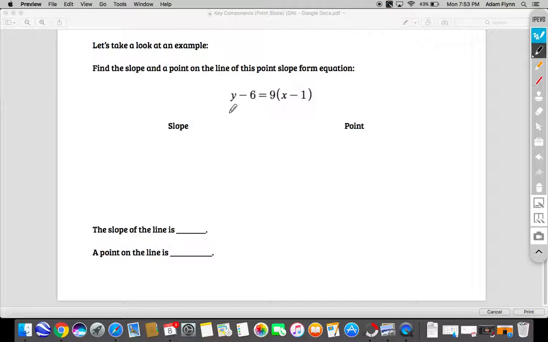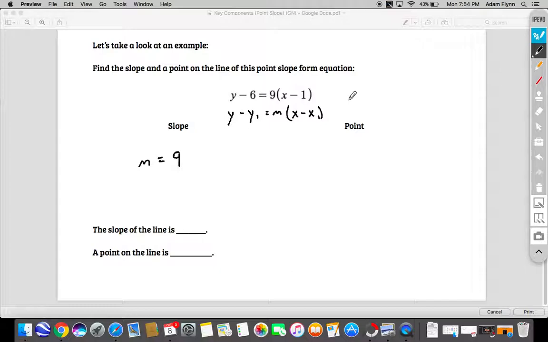So what I'm going to do, I'm going to line everything up by writing the general form right underneath, just so I don't get confused. That way everything kind of matches up vertically in columns. So to find the slope, I need to identify what m is. So in a point-slope form equation, if we have parentheses, the slope will be the number that is directly in front of the parentheses. So in this case, it is 9.